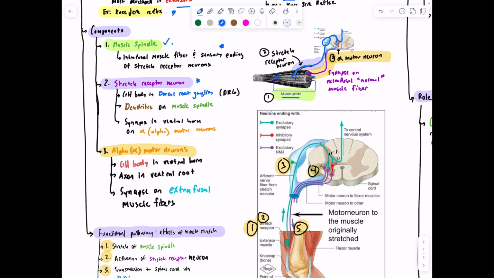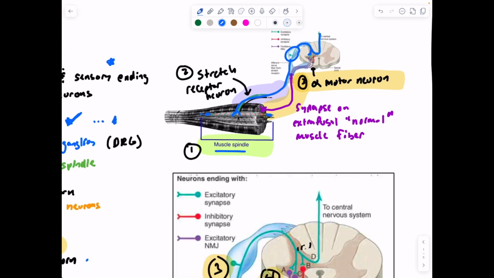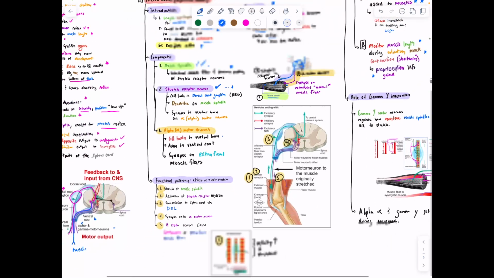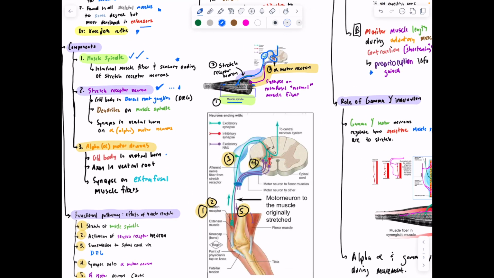So we have the muscle spindle doing the actual sensation, which is the terminal part of the stretch receptor neuron. The muscle spindle is a fiber embedded within the overall muscle, and it's the end of the stretch receptor. Then we have the alpha motor neurons, and these are the output neurons that are going to cause the rest of the muscle to contract, and they're located in the ventral horn, which we see here. And then they are synapsing on what we'd call the quote-unquote normal muscle fibers, the extrafusal muscle fibers.